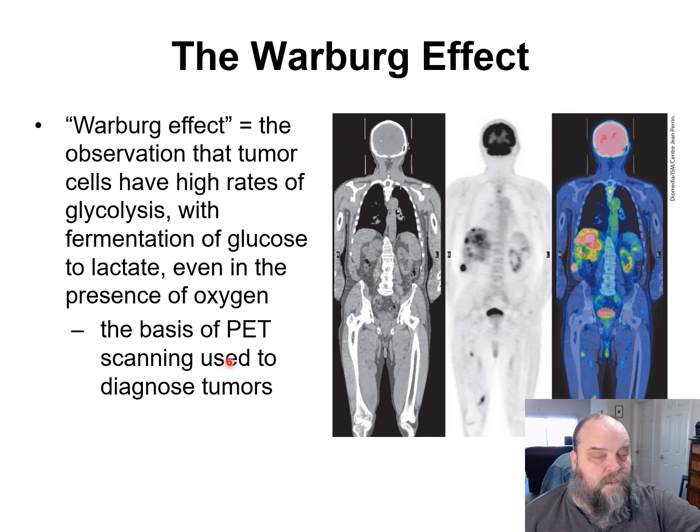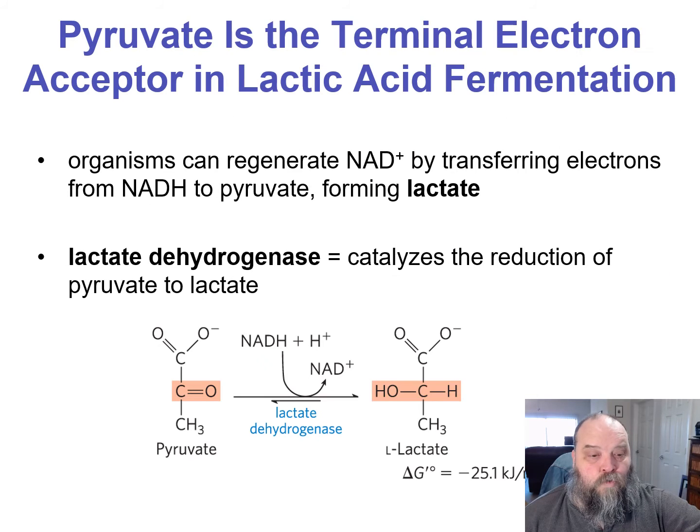Well, this turns out to be the basis of PET scans. They'll shoot you up with radioactive dyes, sugars, and they're looking for over metabolism of certain cells. Basically, with this lactate fermentation, these radioactive molecules will collect, and then you just look for places that are dark in the PET scan. Those correspond to cancerous cells, also known as tumors.